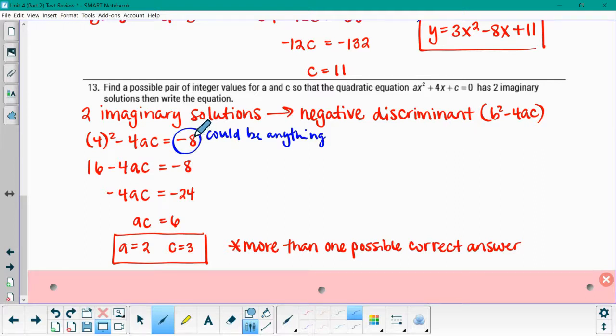So I went ahead and plugged in my b value of 4. 4 squared minus 4ac gave me 16. I subtracted 16 from both sides, which gave me negative 4ac is equal to negative 24. And then I get ac is equal to 6. Then I just have to think of two numbers that multiply to be 6. You could have picked 6 and 1. I just went with 2 and 3. One thing I just talked about is do not forget to answer the question. So we should have y is equal to 2x squared plus 4x plus 3. This should be our answer along with our a and c value.